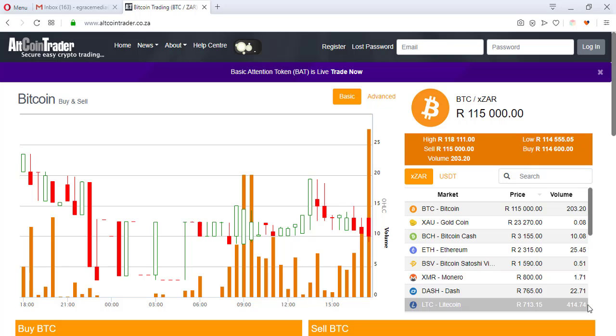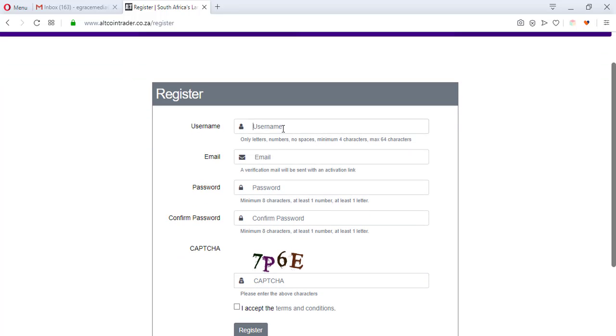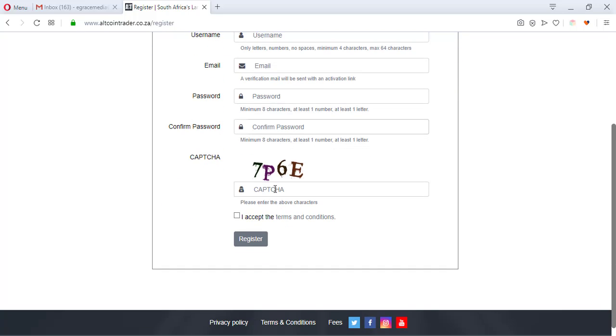I'm here at the Altcoin Trader account, one of the biggest crypto exchanges in Africa. If you don't have an account, go ahead and click on register, right? So when you register, you put your username, your email, your password, you confirm your password, then you put this captcha here after you read the terms and conditions and agree with them. Then you can click on accept the terms and conditions, then register.